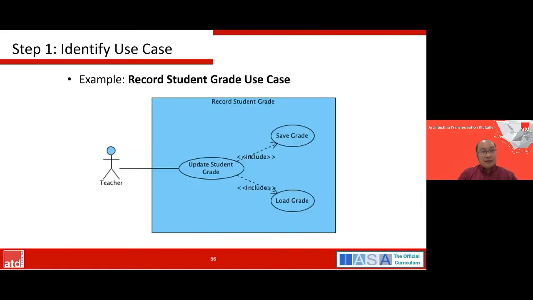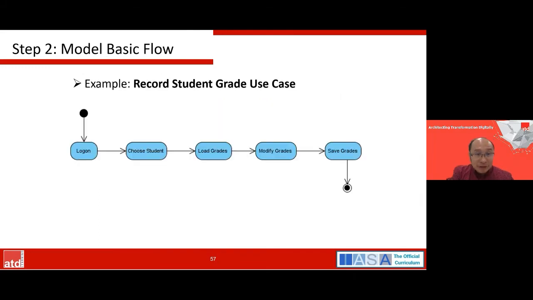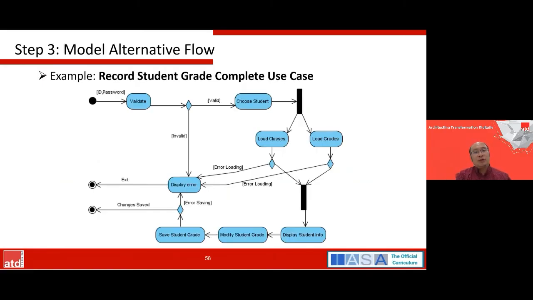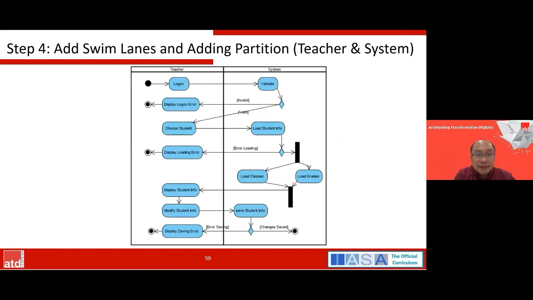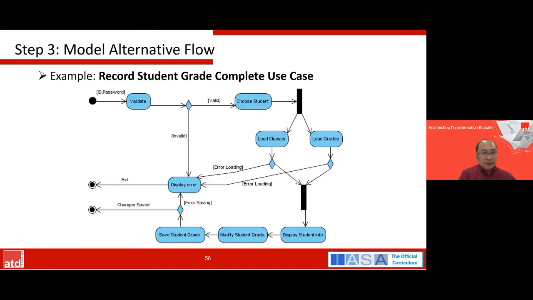Okay, so step 1, we identify the use case. So we get the so-called use case diagram. Then after that, we map the basic flow. So the basic flow maps into the activity diagram, right? It's nothing wrong. Then after that, we apply the concrete use case. So they have exceptions, they have variations, etc. Okay, so it becomes like this. Then of course, we can apply a swim lane to make it nice between the teacher and the system. Okay, so that is more readable, and we know that these are the teacher's responsibility, and that one will be the system's responsibility.